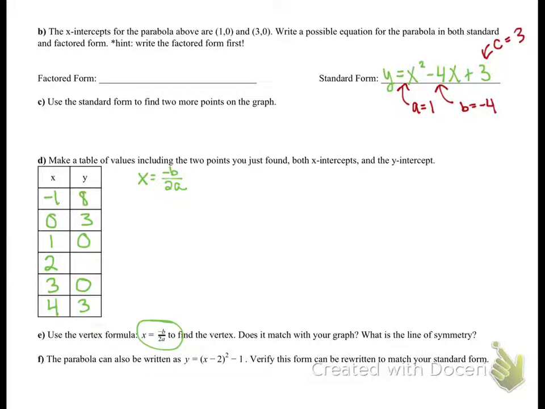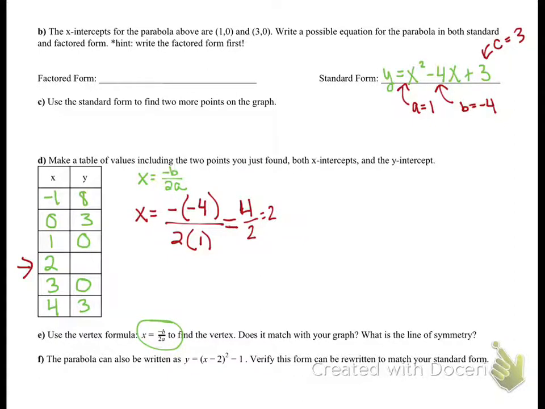Let's fill that in. X then will equal negative my b term, which was a negative 4, divided by 2 times my a term. And that gets me positive 4 over a positive 2, which is 2. My x value of my vertex is 2, so whatever I get here is going to be my vertex. Let's do it!